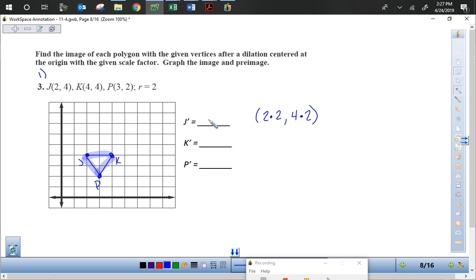2 times 2 is 4. 4 times 2 is 8. So our J prime is 4, 8. We'll do the same thing with the next one. We're taking our original 4 and multiplying it by our scale factor, which was 2. Taking our original second value and multiplying it by 2 as well. So 4 times 2 is 8. 8.